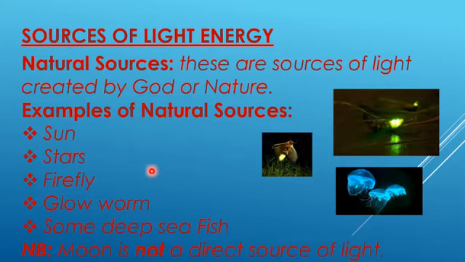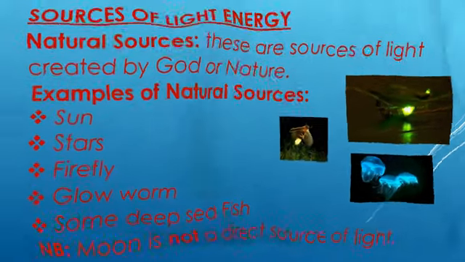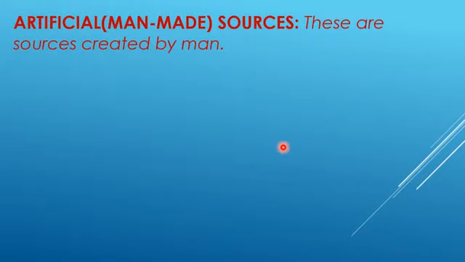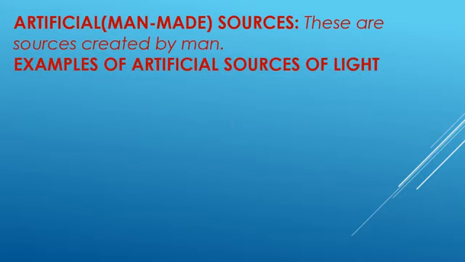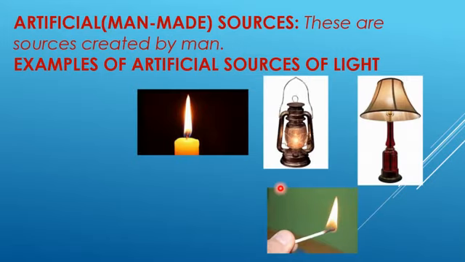Now let's move on to artificial or man-made sources of light. What are artificial or man-made sources of light? Of course, if natural is by God, then artificial will be by what? Man. So these are sources created by man. Now let's look at examples of artificial sources of light. The pictures are here. So let's list them.